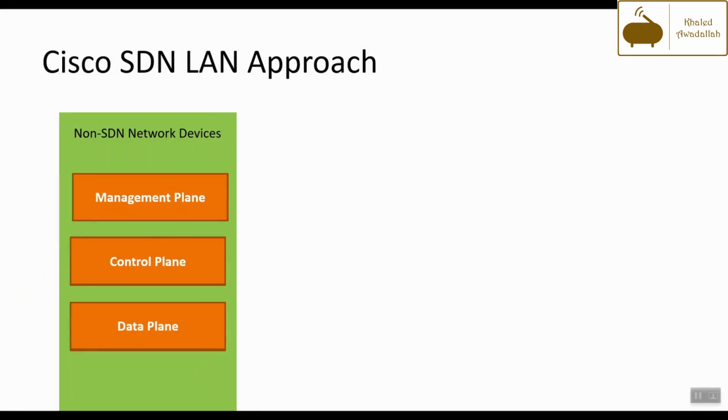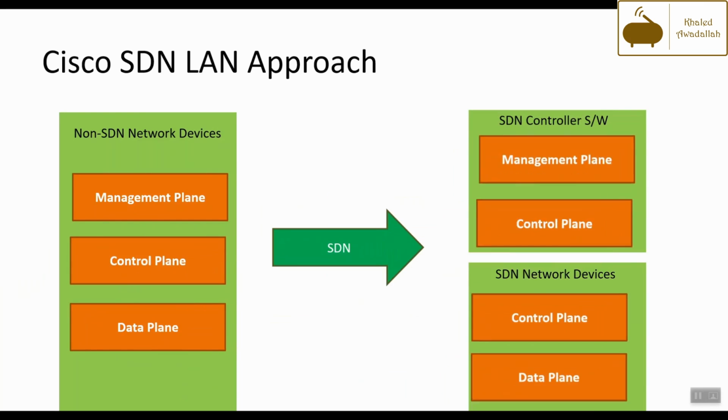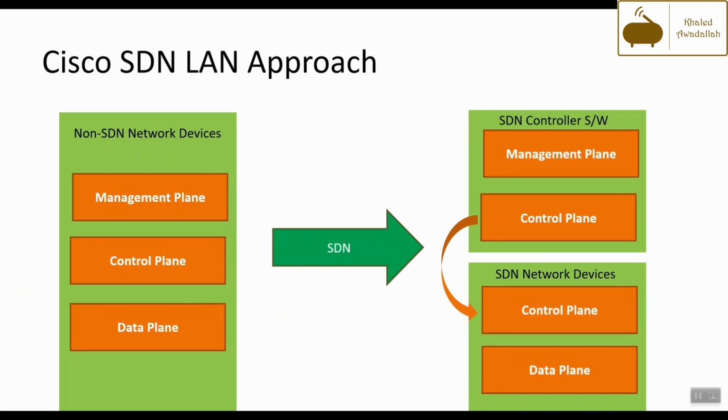So, this is the normal routers and switches for Cisco. It has management plane, control plane, and data plane. And Cisco offloaded the management plane and control plane to what they call the SDN controller, which in our case is the DNA Center. And they kept some of the control plane functionality on their boxes along with the data plane for data forwarding.